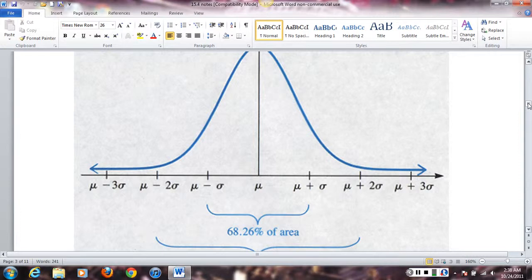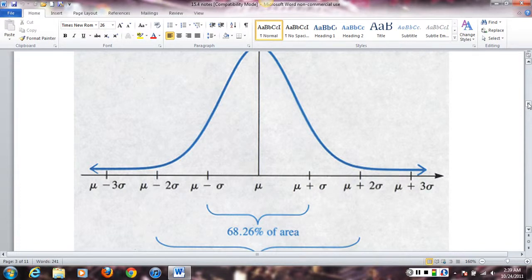It goes in the center, and the other symbol you see, which looks like an O, is referred to as sigma, the lowercase Greek letter. That always refers to the standard deviation. So this represents the three areas.